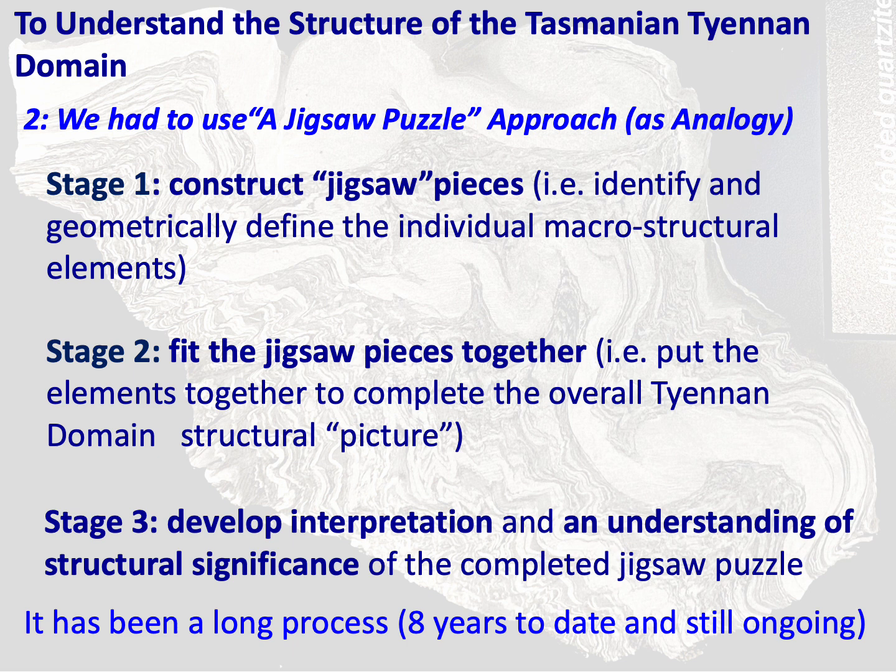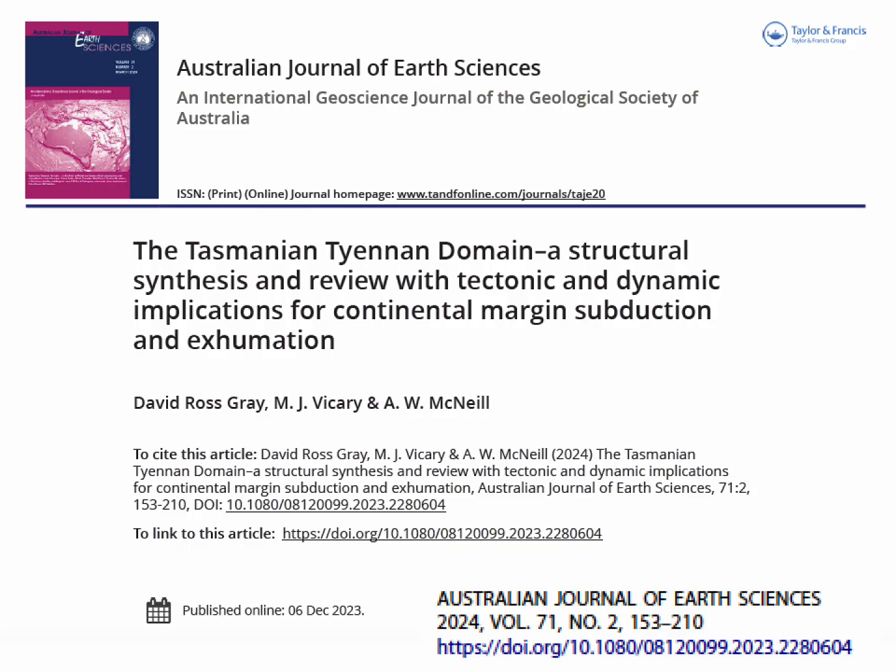Stage 3 involved the interpretation and establishing the structural significance of the Tyennan macrostructure. It has been a long process, 8 years, to complete the detail of the central and southern regions. We have just finished the eastern Tyennan area around Strathgordon and are currently working on the northern part of the Tyennan around Cradle Mountain. The results and ideas to date are published in our 2024 Australian Journal of Earth Sciences, Volume 71 review paper.